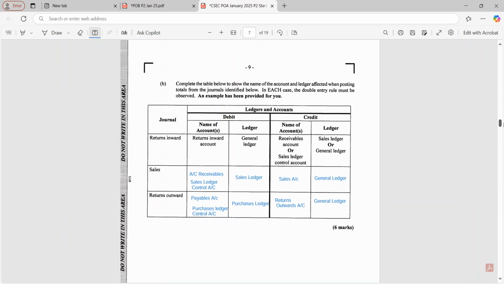All right, so now it says complete the table below to show the name of the account and ledger affected when posting totals from the journals identified. In each case, the double entry rule must be observed. An example was done for you. All right, let's look at the example. Return inwards. So when you get some return inward, which account do you debit? Which account do you credit?